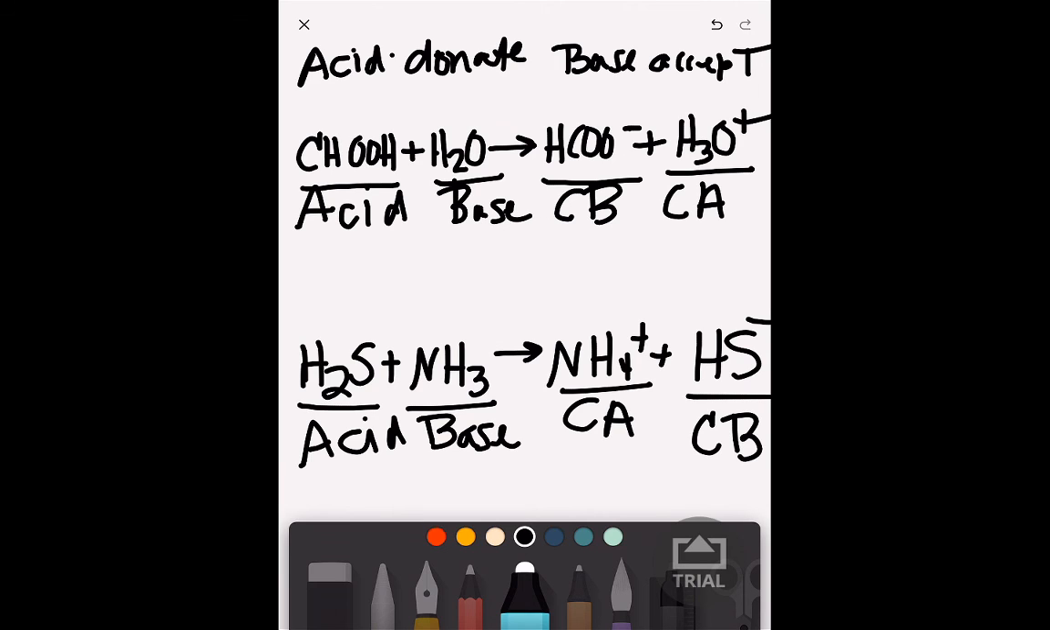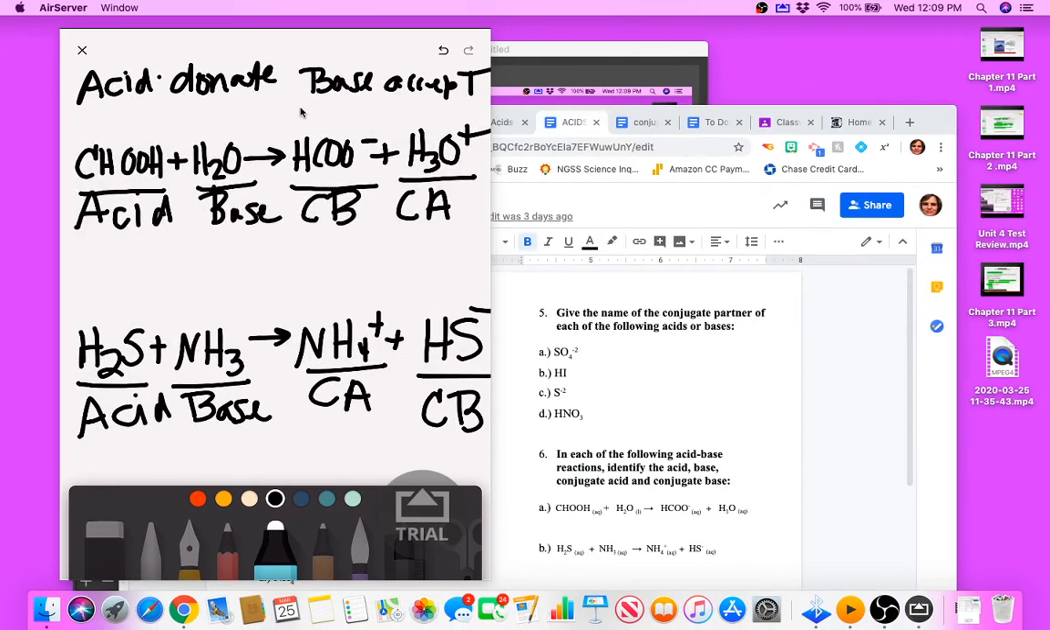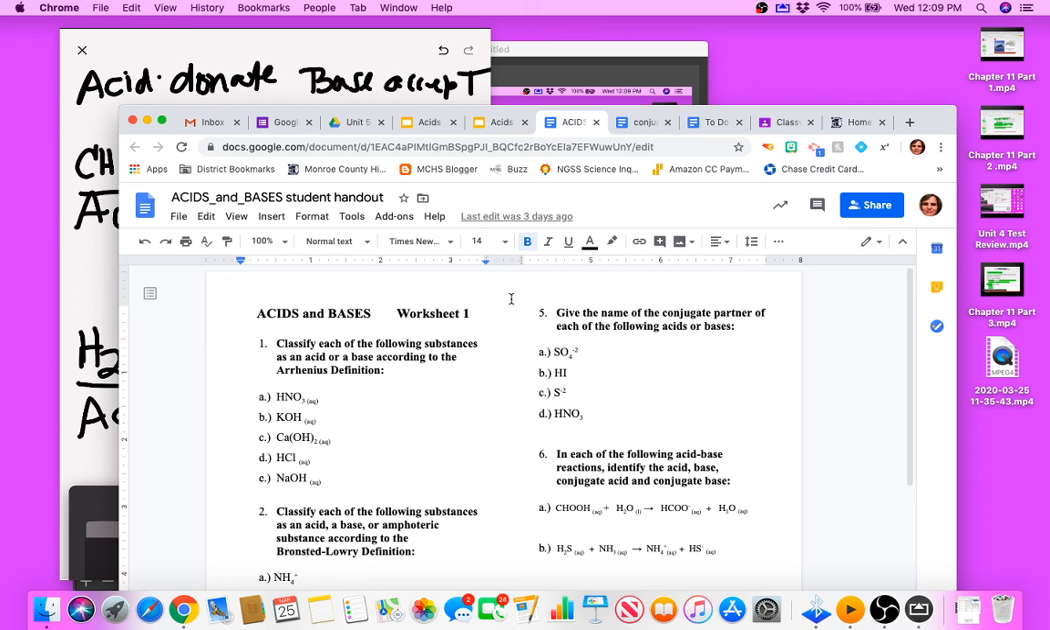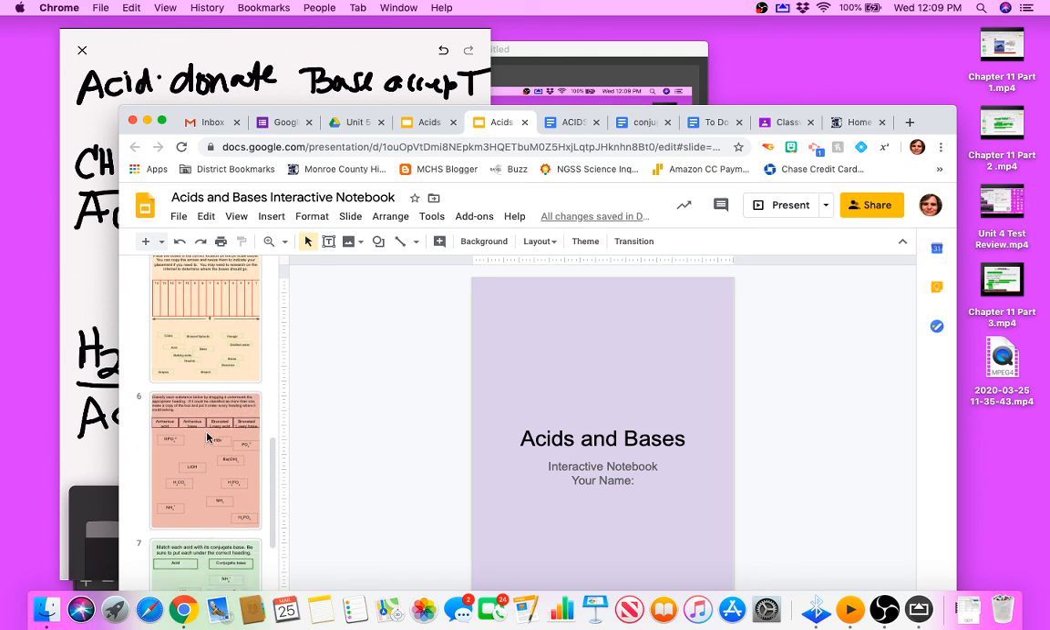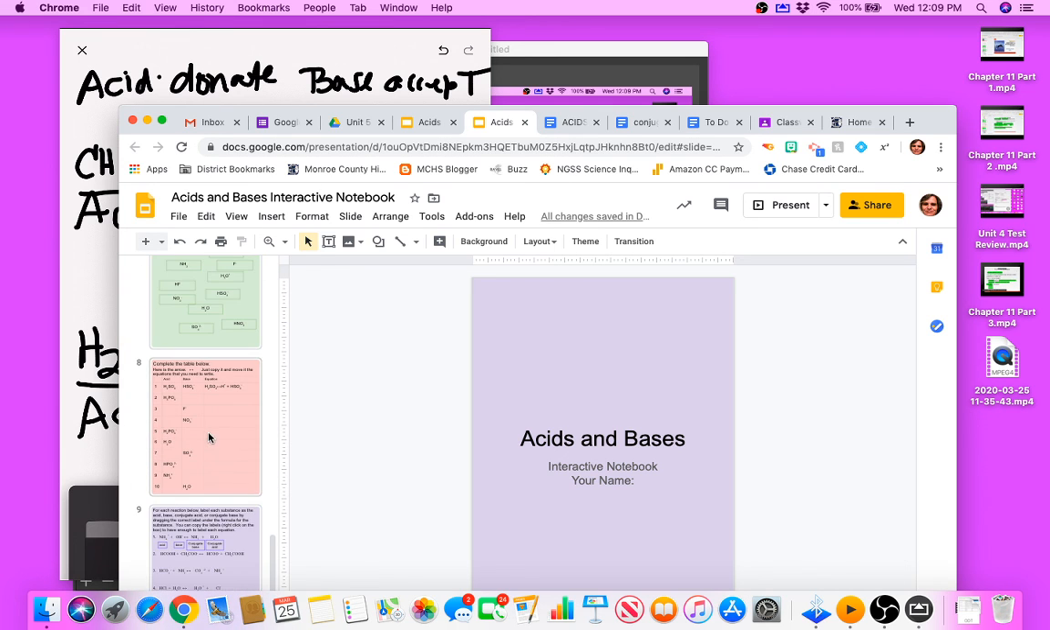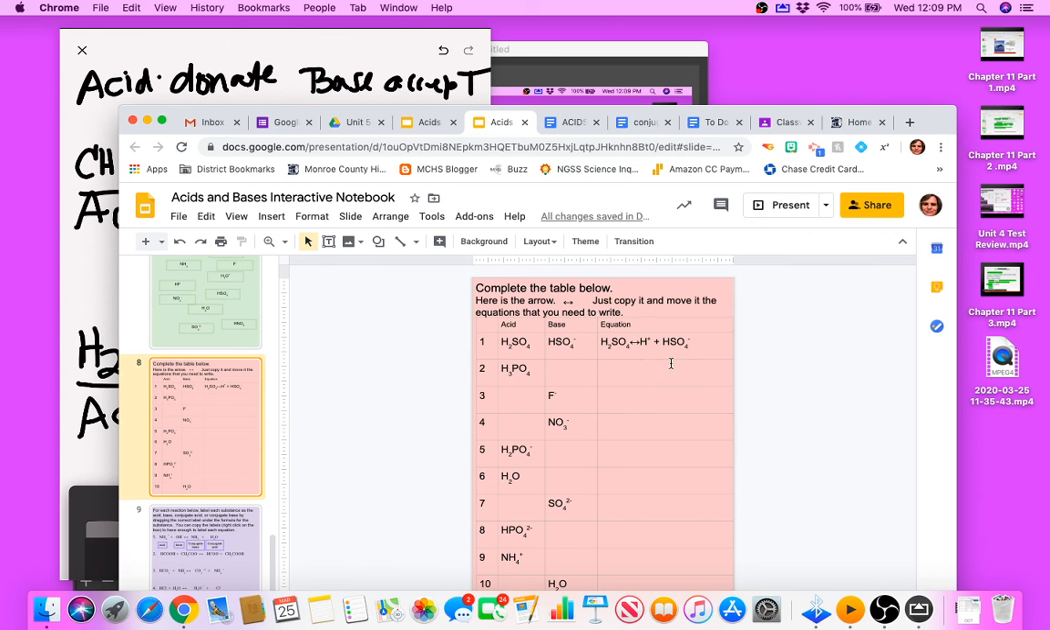So I hope this helps you out with what you're going to need to do on your interactive notebook. Please let me know if you have any questions. Again, I'll be happy to answer any questions that you have. This is going to be something where you're going to have to be writing the equation. So again, if this is an acid, then it needs to donate a proton to become a conjugate base, and that's probably what I should say there.